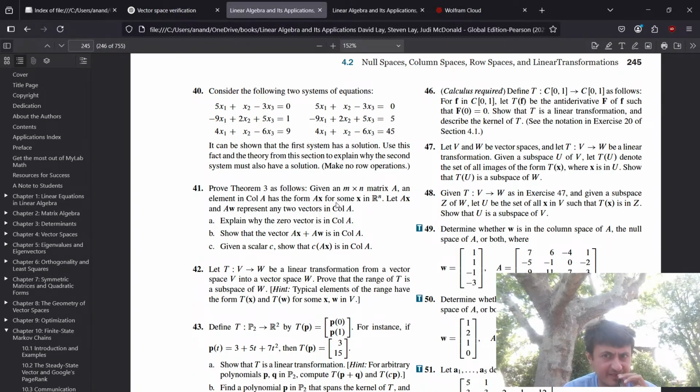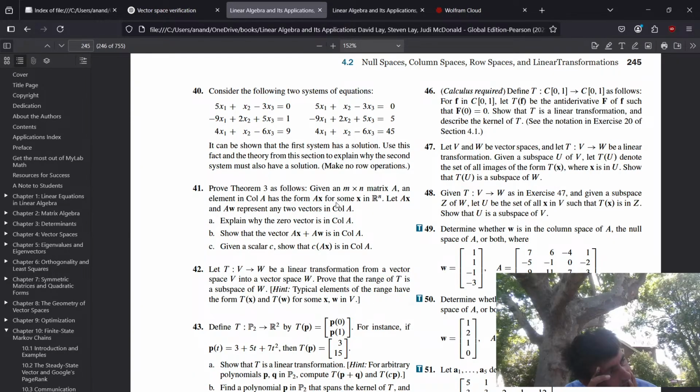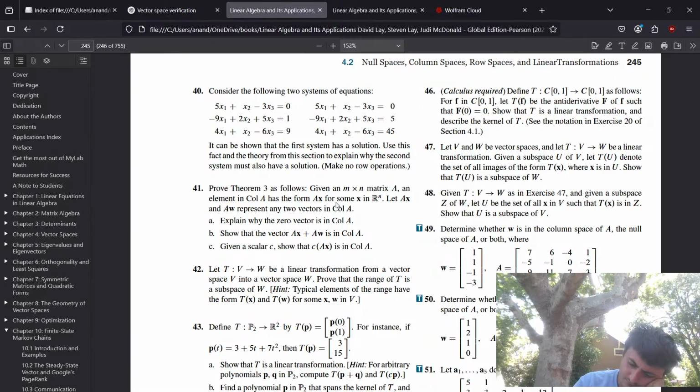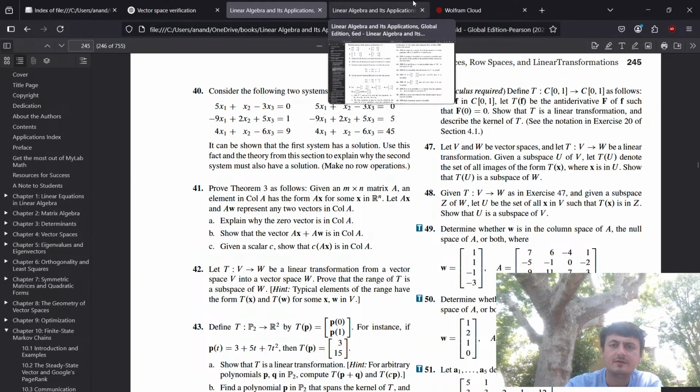Show that T is a linear transformation and describe the kernel of T. Oh, what is the kernel of the integral? That's interesting. The integral of 0 is 0, right?